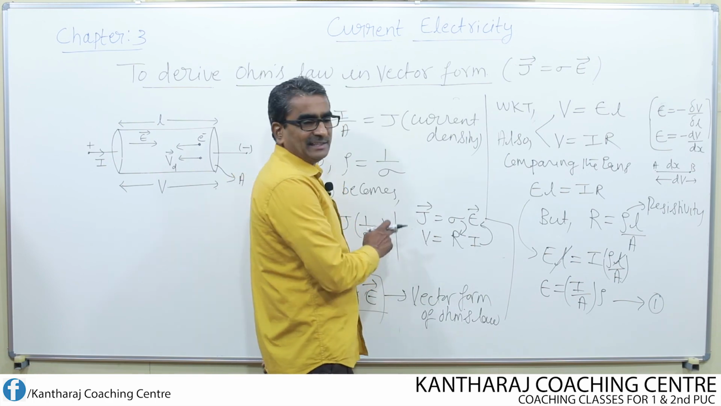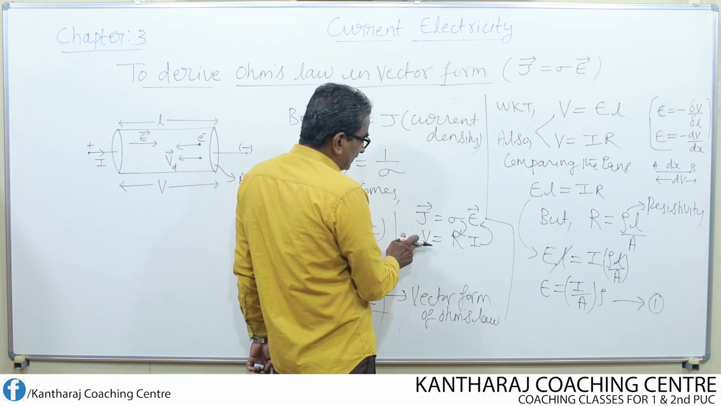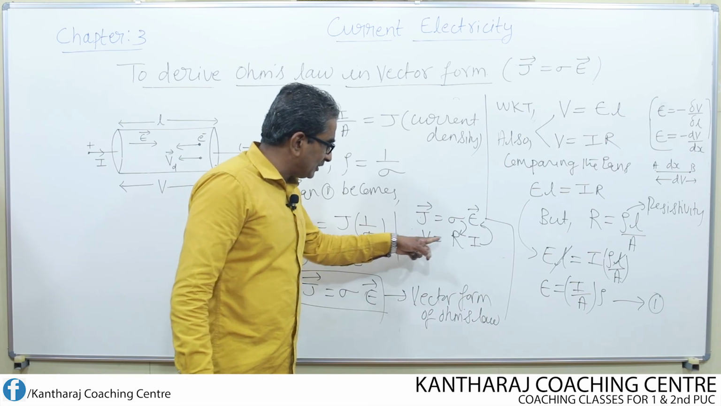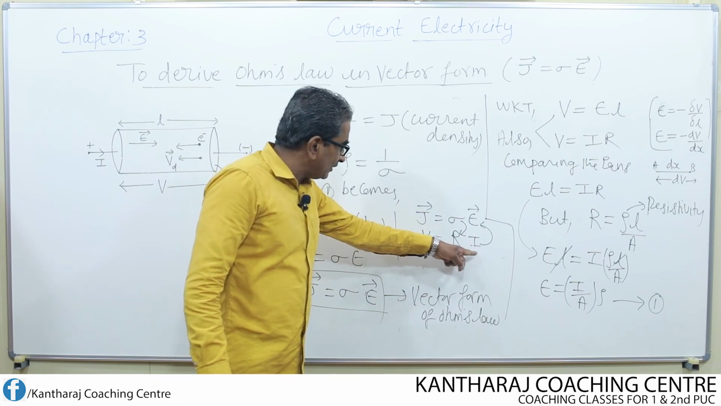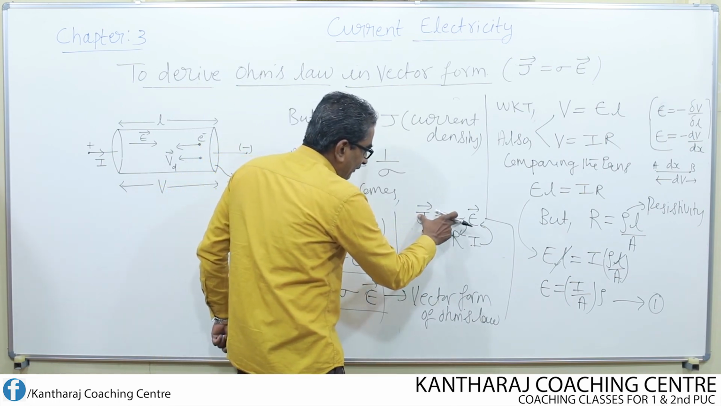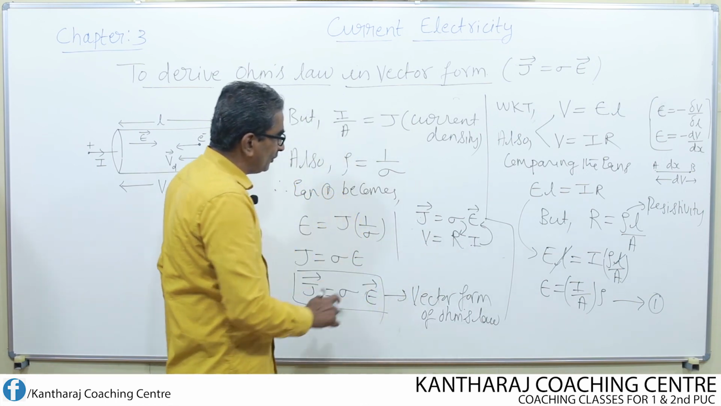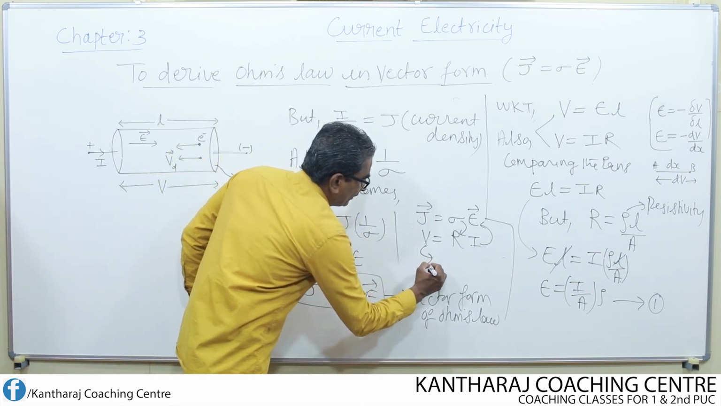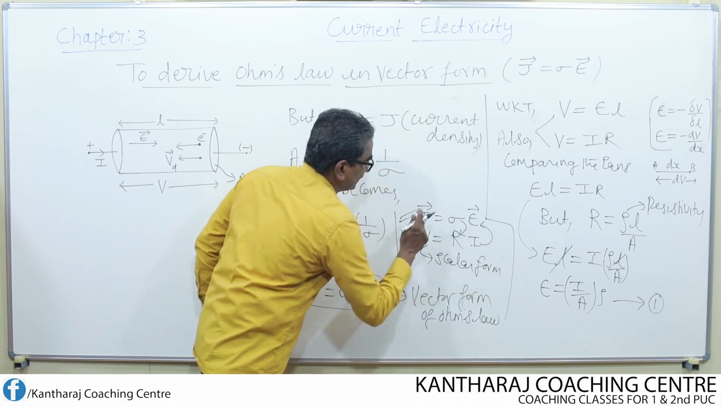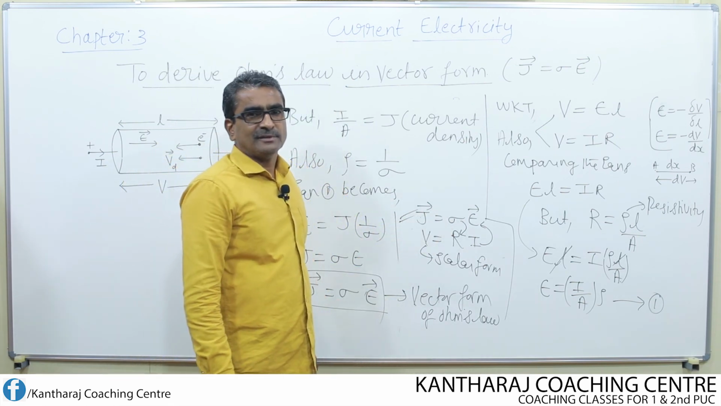Whereas here current density is a vector quantity. So in place of current density, what do we have? We have the potential difference. Because of potential difference only current flows, and because of current only we are able to define the current density. Therefore, this is the vector form and this is the scalar form of Ohm's law. So this is how we can derive the vector form of Ohm's law from the scalar form, which is J equal to sigma into E. Okay, thank you.